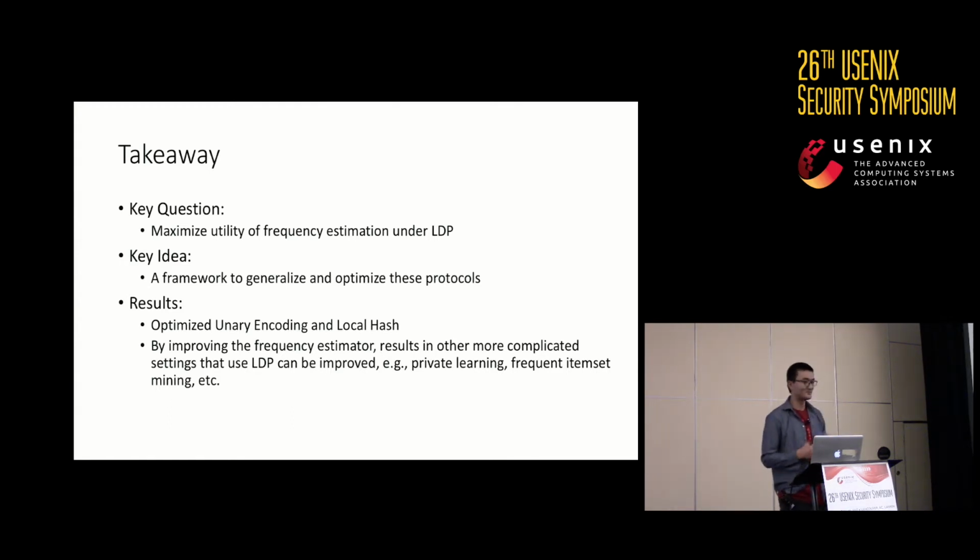I don't know, maybe some of you are not very familiar with differential privacy, but if you are not, just remember the takeaway of this talk. The main question in our work is that we want to maximize the utility of different LDP frequency estimation protocols. To do this, we propose a framework to generalize existing methods and optimize them. As a result, we come up with two methods. One is called optimized unary encoding, and another is called optimized local hash. The importance of this work is that by improving the accuracy of the basic task of frequency estimation, we will have improved results on more complicated problems.